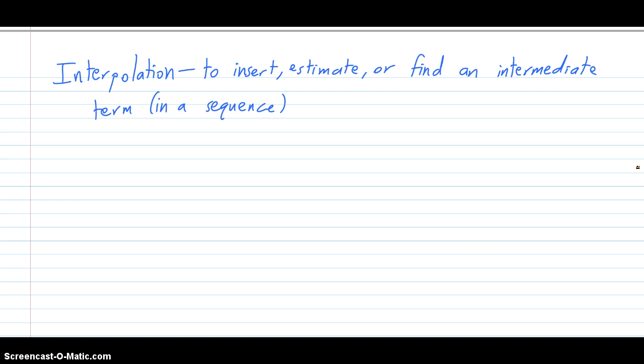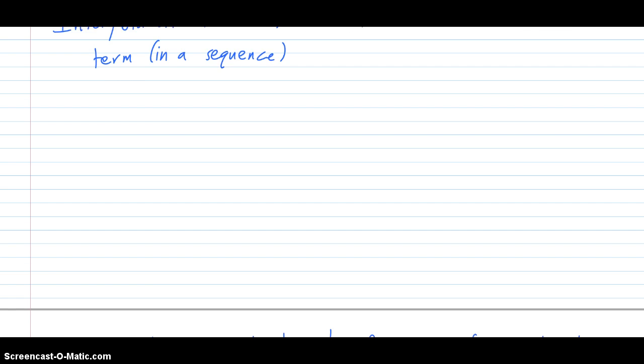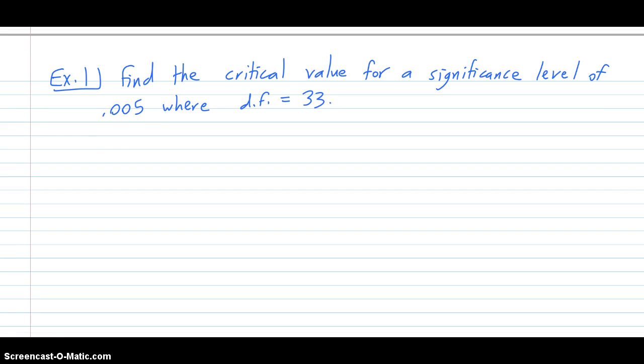All interpolation means is to insert, estimate, or find some sort of intermediate term in a sequence, okay? Basically, it means we're going to use a couple of values that are around what we're looking for and kind of get an estimate of what it would be. This doesn't mean it's exactly what the critical value would be from the degree of freedom, but it's a pretty close estimate, at least close enough for what we need, right? So let me try a couple here for you.